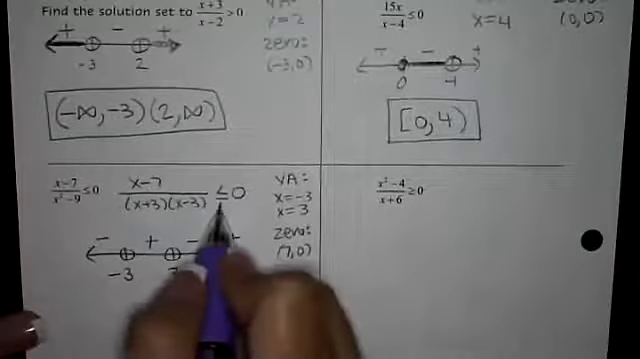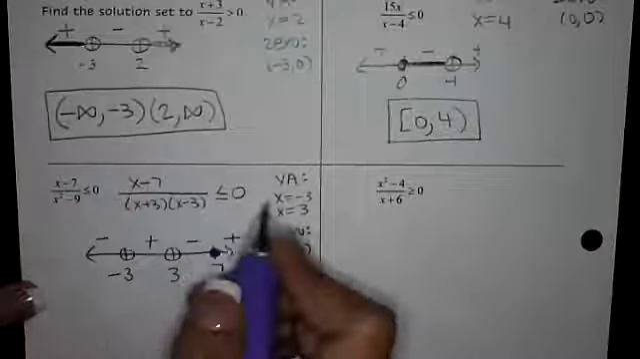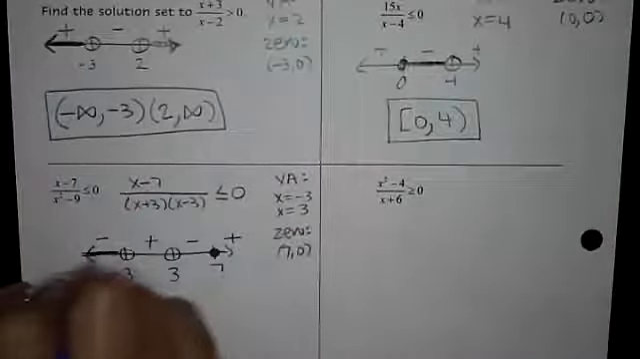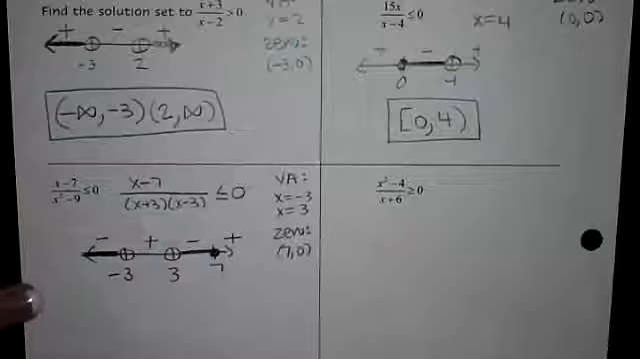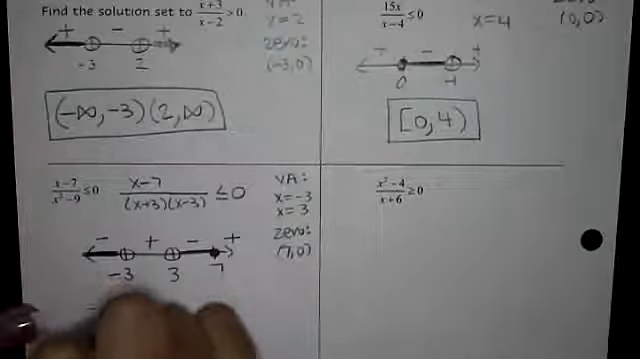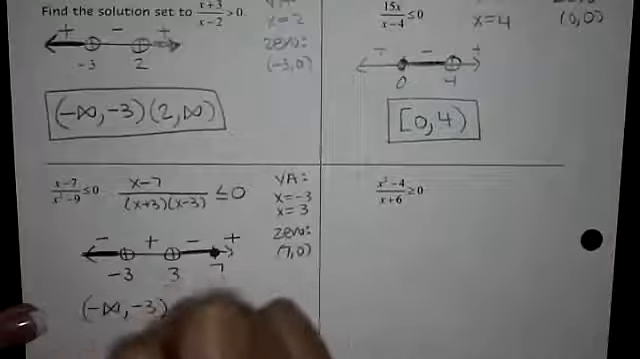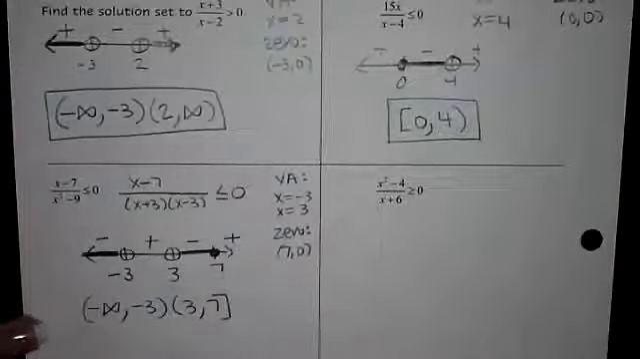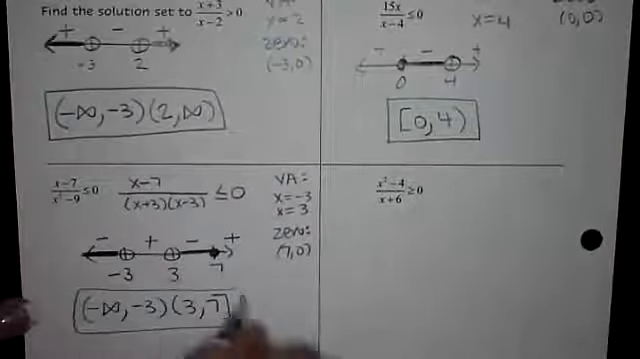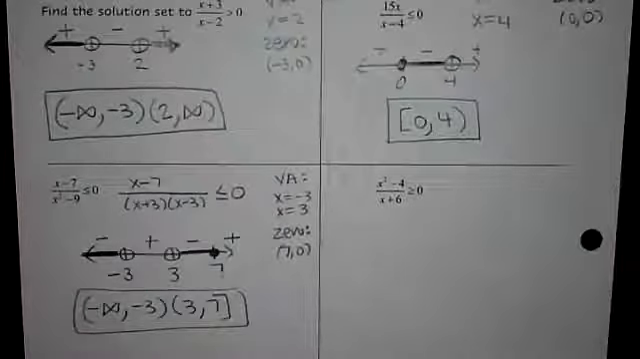We're looking for the ones that are less than or equal to 0. So in this case, we would be looking for the ones that are negative. So those are the values that are going to give us our solutions, from negative infinity to negative 3, and from 3 to 7. Don't forget to put that bracket on 7 because it is included. Go ahead and try this next one. I'll go ahead and pause the video, and you pause the video and then check your answer.